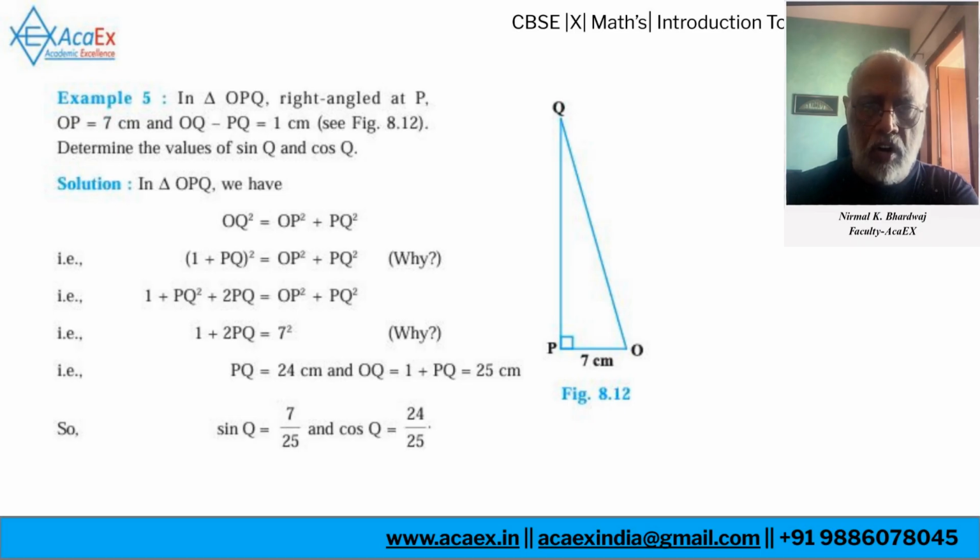Solution. We are given OQ minus PQ equals 1, so OQ equals 1 plus PQ. Using the Pythagoras theorem, OQ squared equals OP squared plus PQ squared, we substitute 1 plus PQ for OQ. Solving the equation, (1 plus PQ) squared equals 7 squared plus PQ squared gives PQ equals 24 centimeters and therefore OQ equals 25 centimeters. sin Q equals 7/25, cos Q equals 24/25.